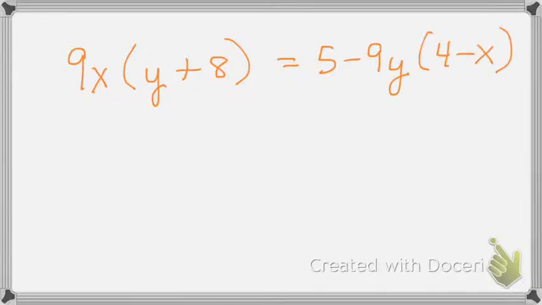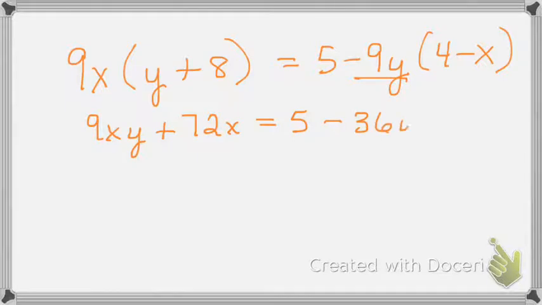So what do you think on this one? Well, that's what everybody thinks initially. But it's a little tricky. It's a little deceiving. Okay, so I need to distribute. So I have 9xy plus what, 72x equals 5. And now I distribute this negative 9y, and I get negative 36y, and I get positive what?